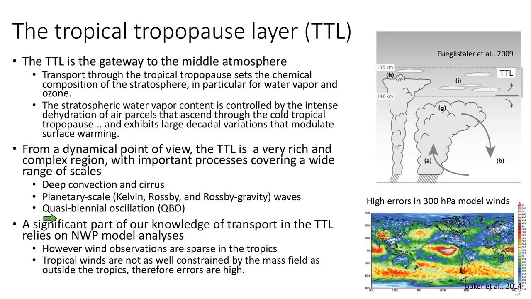in the stratosphere. So a significant part of our knowledge of what's going on in the TTL relies on NWP model analyses, and because of the sparsity of wind observations, especially at upper levels over the oceans, there are pretty high errors. This is just the errors in the initial conditions in the ECMWF model at 300 hectopascals, and there are areas where the errors are quite large in the tropics.